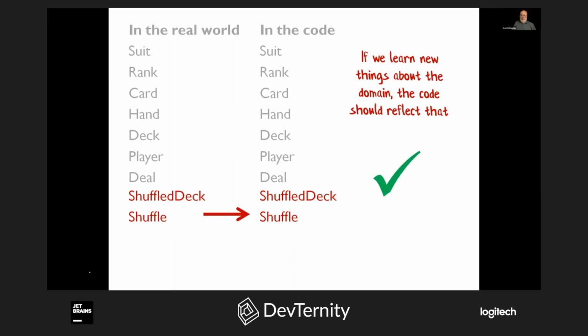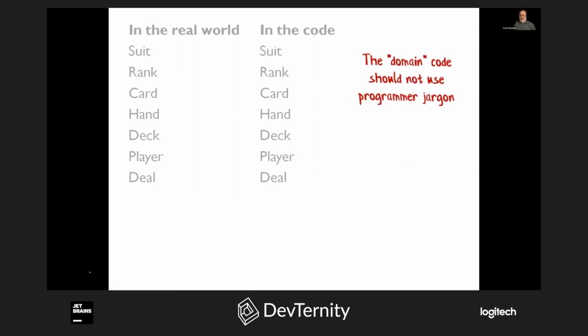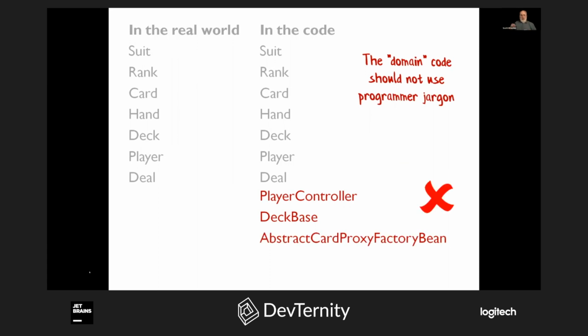What you don't want to do is the other way around. What you don't want to do is say, oh, I have some programmer jargon. I have a player controller to manage the players, or I have a base class to manage the decks, or I have an abstract card proxy factory bean or something. These things are programmer jargon. They should not be reflected in your code because they're not part of the domain. The domain expert would not know what these things are. Again, on the implementation side, these things might be important, but on the design side, they should not contaminate the design.